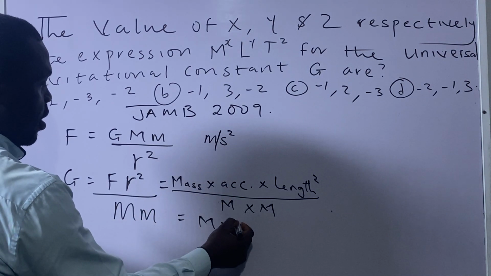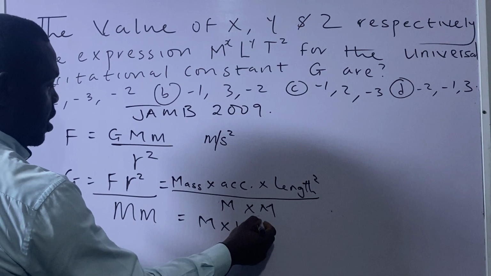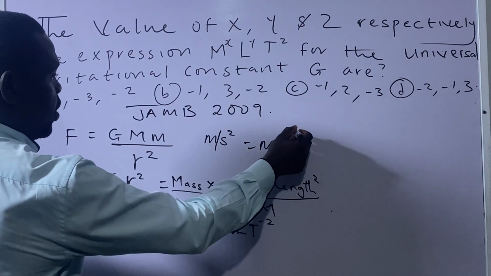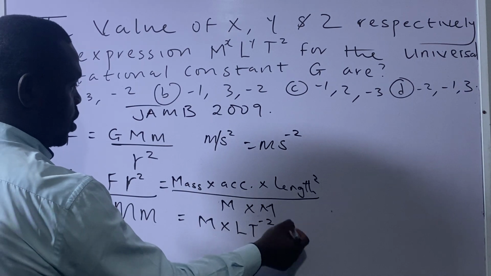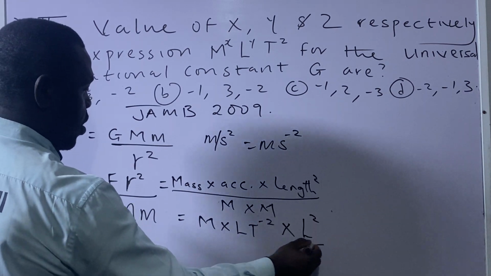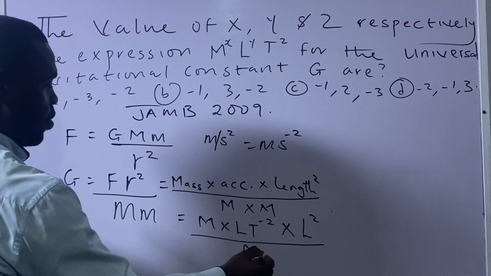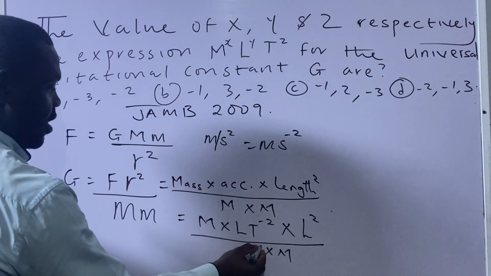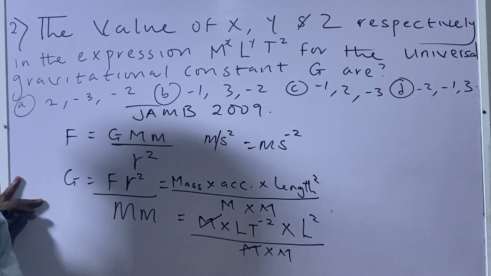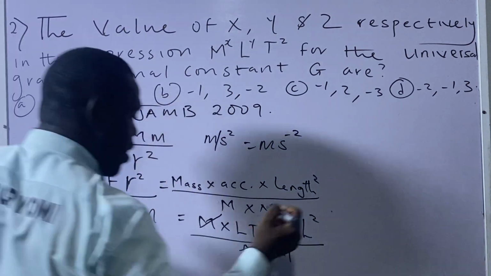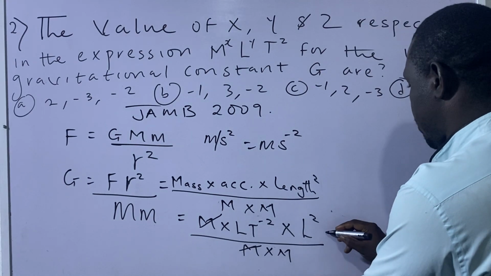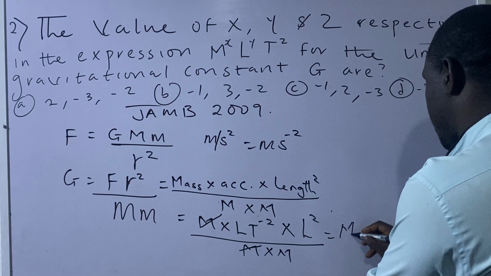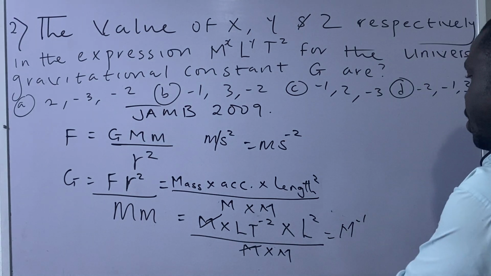So I can say the dimension is length T minus 2 when you take it up this way. So multiply by length square over M times M. Are you following? This cancels this. And if that's the case, it means that I'm left with one mass. That mass comes up, and when it comes up, it becomes minus.